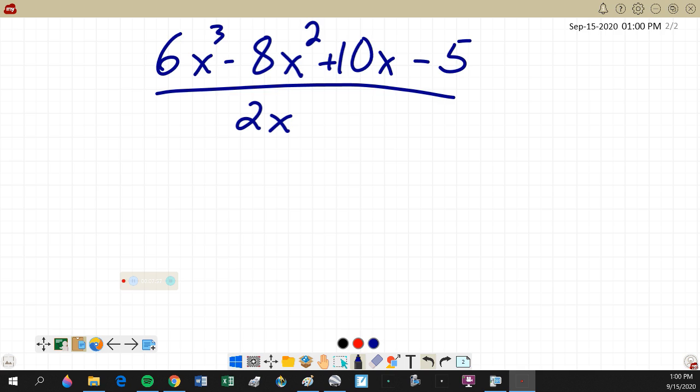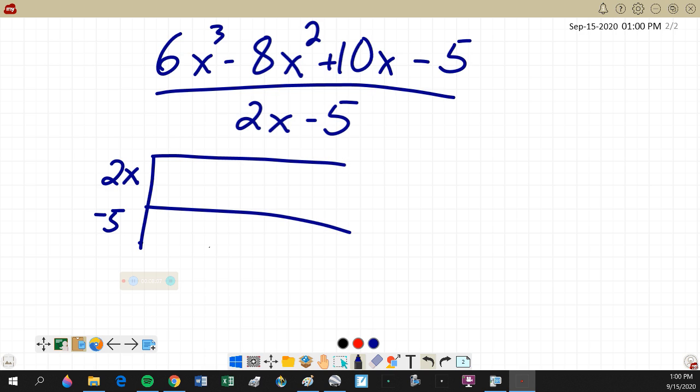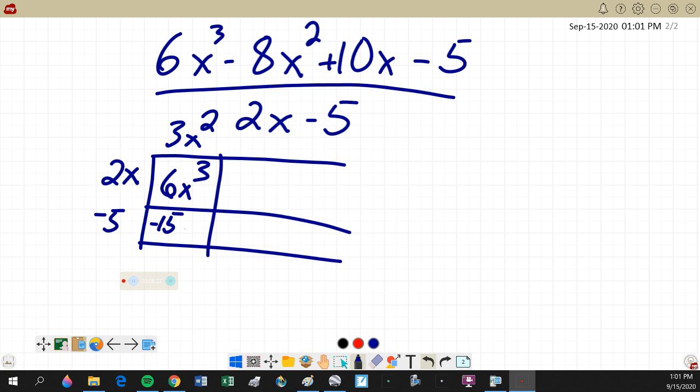2x minus 5. Okay. I put 2x minus 5 on the side, and I don't know how many columns there are, so I'll just draw that out. I bring down the 6. I pull out a 2 and an x. What am I left with? Everybody okay with that? And then 3x squared times negative 5 is negative 15x squared. We good? Add a column.